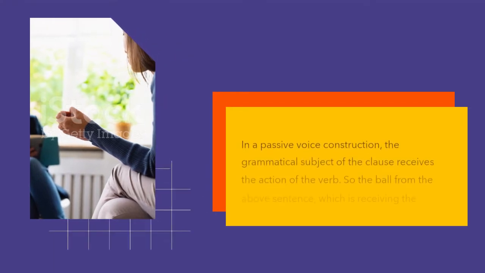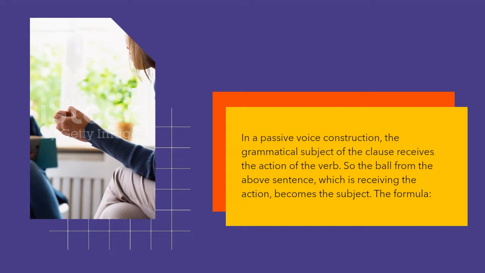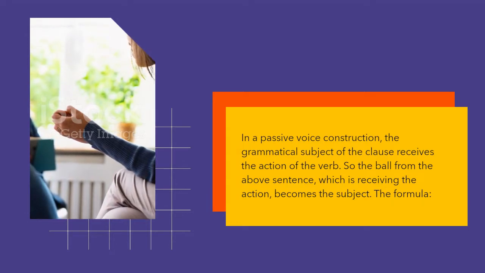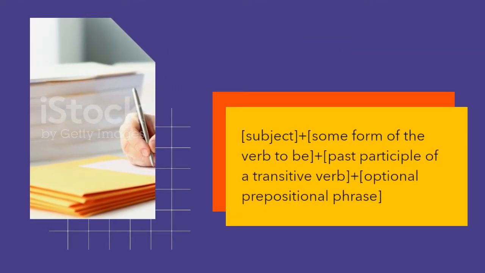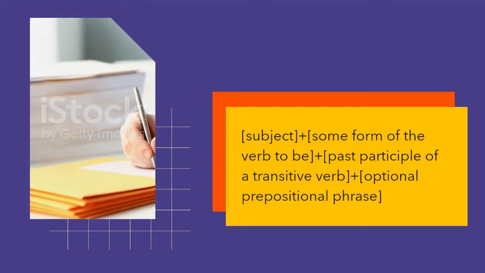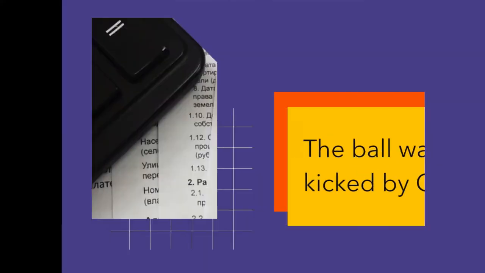In a passive voice construction, the grammatical subject of the clause receives the action of the verb. So the ball from the above sentence, which is receiving the action, becomes the subject. The formula: subject, plus, some form of the verb to be, plus, past participle of a transitive verb, plus, optional prepositional phrase. The ball was kicked by Chester.